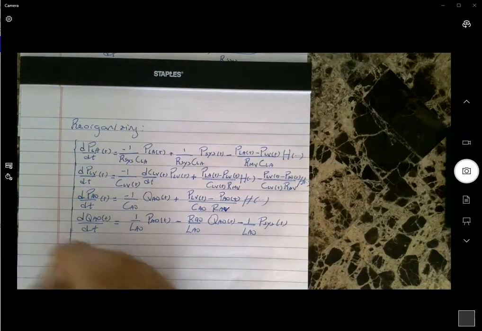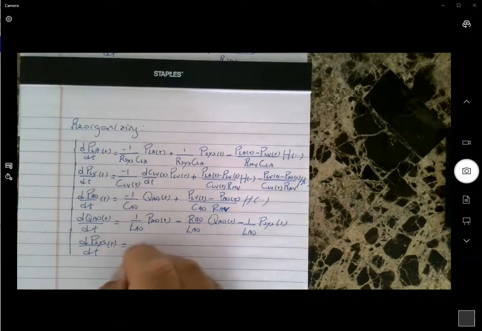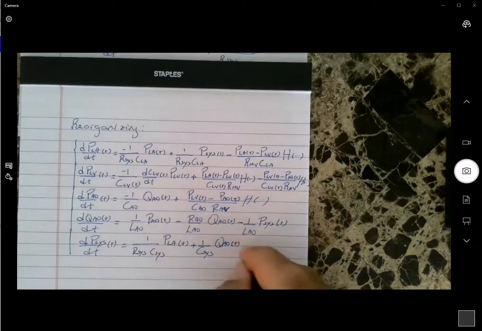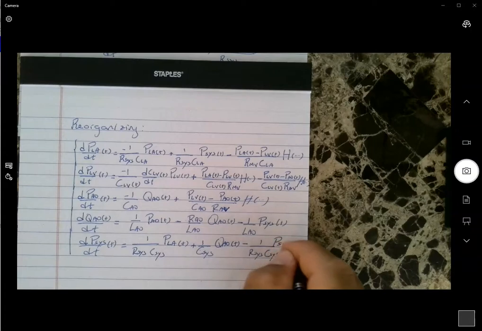And the final equation is the equation for the systemic pressure: 1 over R systemic C systemic times PLA, the pressure of the left atrium, plus 1 over C systemic times the flow of the aorta, minus 1 over R systemic C systemic times the systemic pressure.